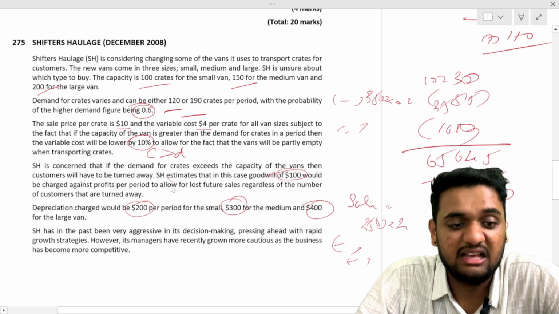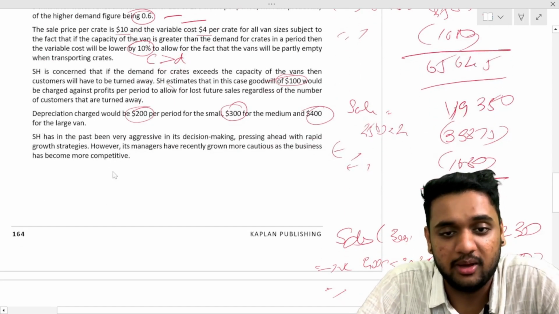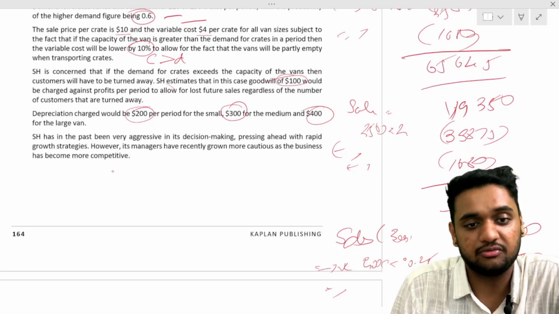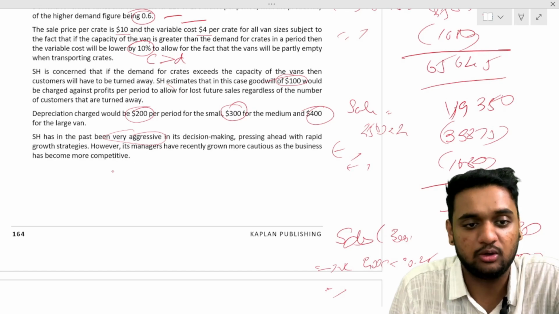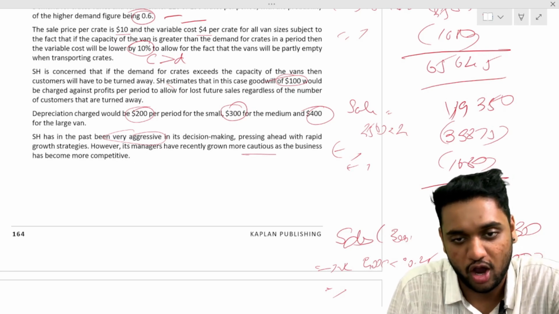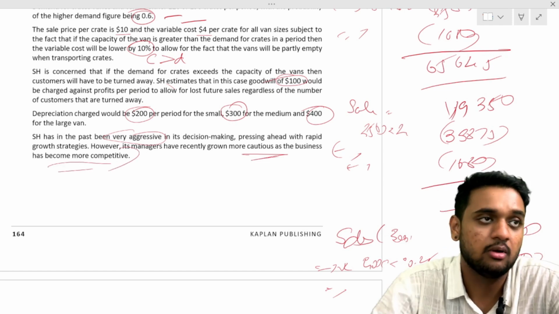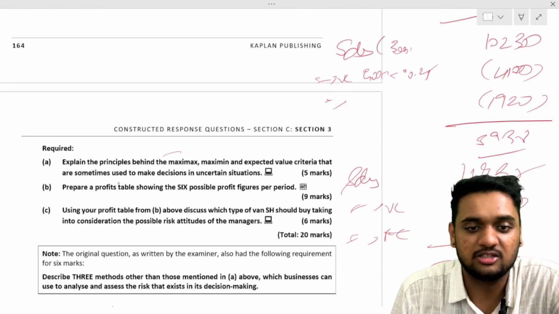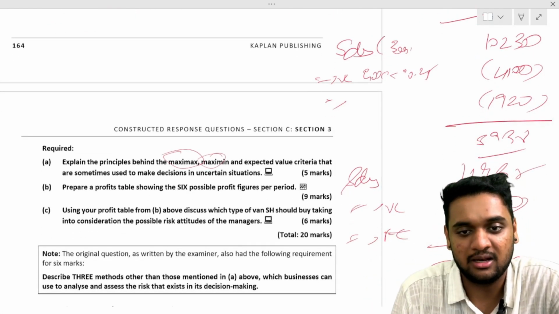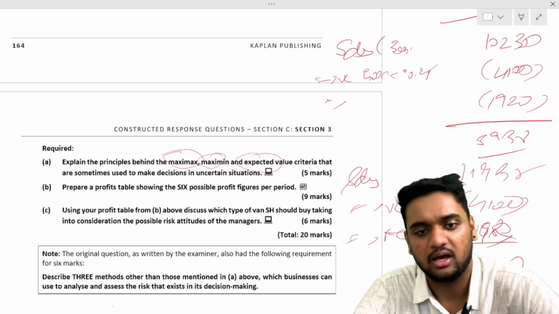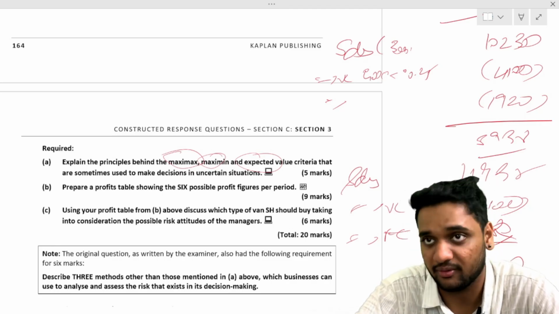Assets have been very aggressive in decision making, pressing with the rapid growth changes. Our managers have recently grown more cautious as the business has become more competitive. We will see. First, explain the principles behind Maximax, Maximin, and expected value that are used in decision making in uncertain situations.